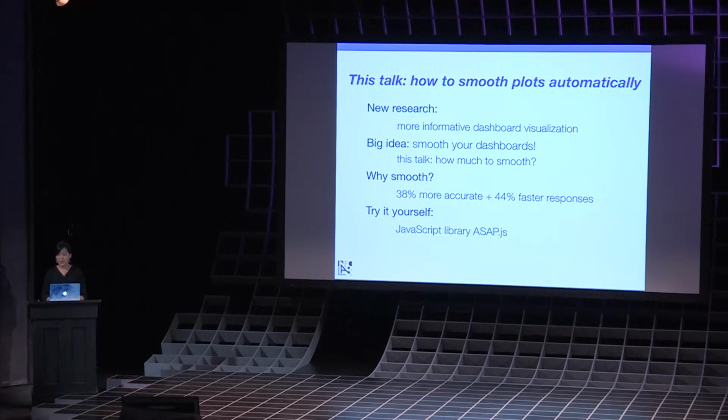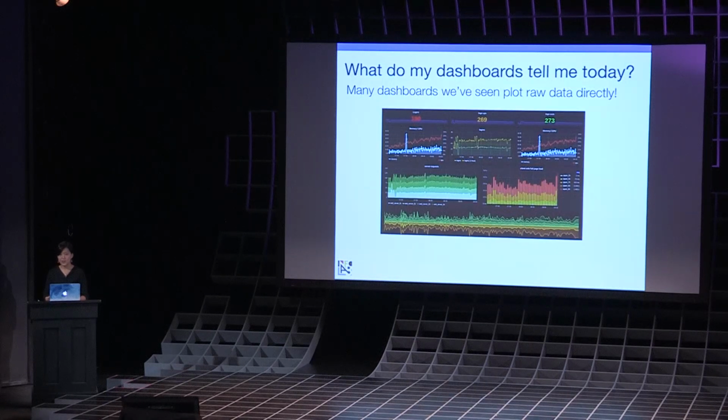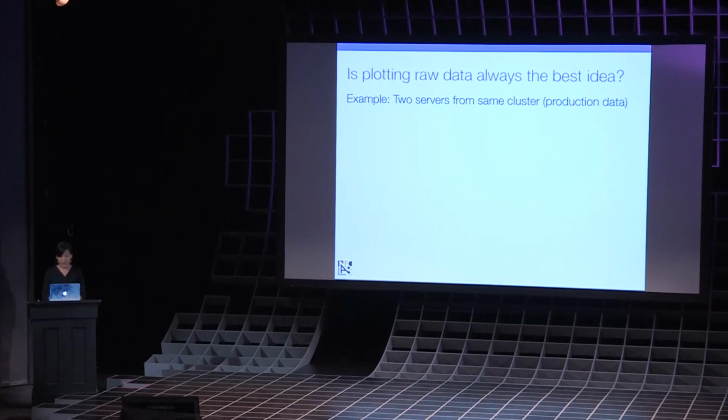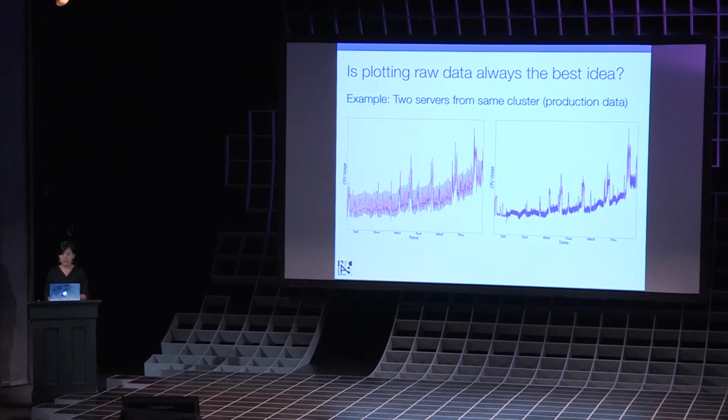So going back to this problem of what my dashboard tells me every day, we see that many dashboards by default just plot the time series as they arrive. We ask, is plotting raw data always the best idea? To illustrate this question, maybe it will be helpful for us to walk through an example where here I have plots for two CPUs, usage of two servers on my cluster.